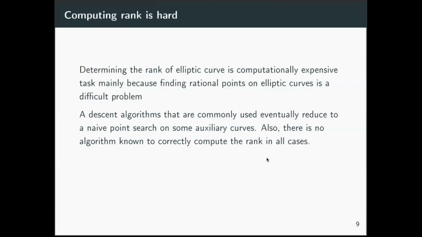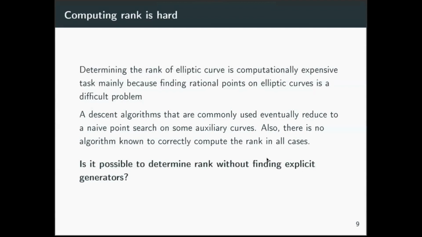So there's no known algorithm that will compute rank in all cases, and the curve is very complex. If the coefficients are really big, or if the conductor is really big, then it's really very slow even to find any point there.